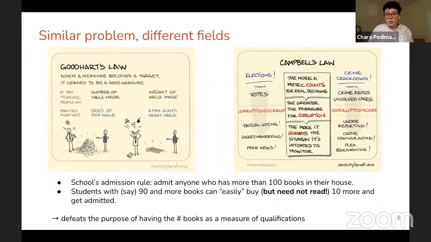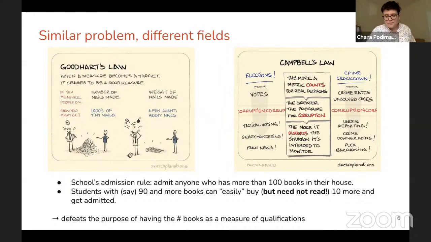But if this rule gets revealed to the prospective students, those with say 90 or more books can easily buy 10 or 20 more books, but they need not read them. So they just get admitted because of their strategizing of buying 10 or so more books. And so this defeats the purpose of having the books as the main measure of qualifications. And of course, this is a toy example, but it just serves to give you the idea of what the problem is when we have strategizing agents.